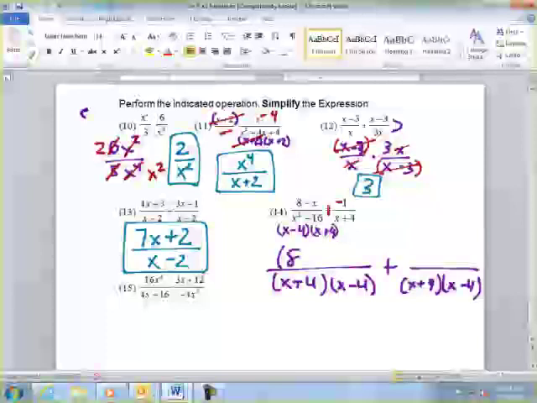We copy on the old numerators, and any changes that are made on the bottom need to be made on the top as well. In the first fraction, were there any changes made? No. Both of those were there before, so no change was made. In the second fraction, there was a change made. What's new? The x minus 4. Since it's new on the bottom, it needs to be new on top as well.